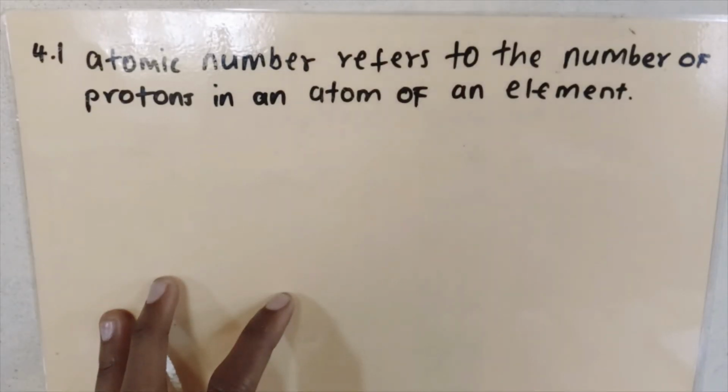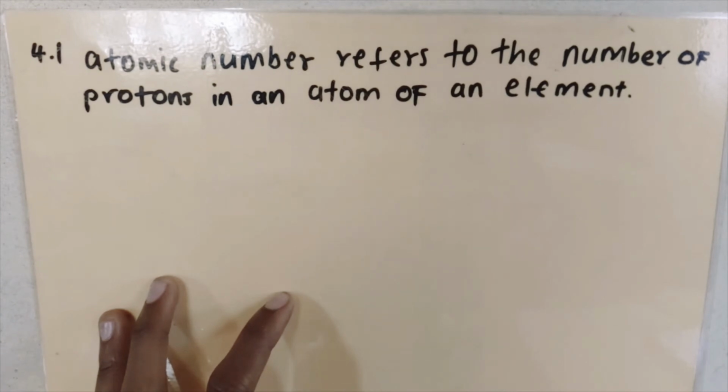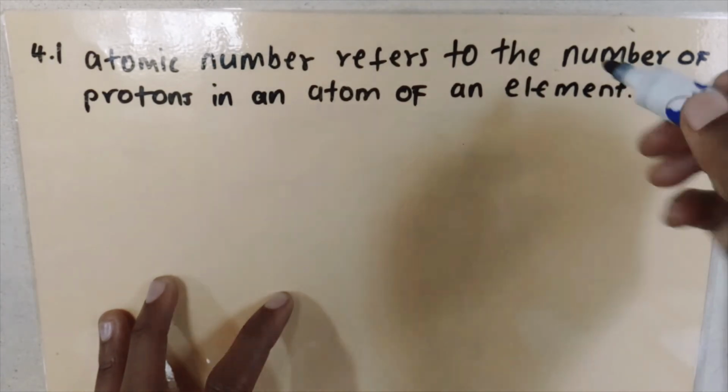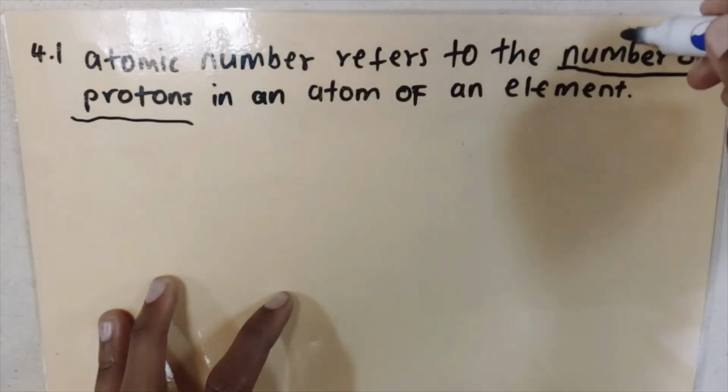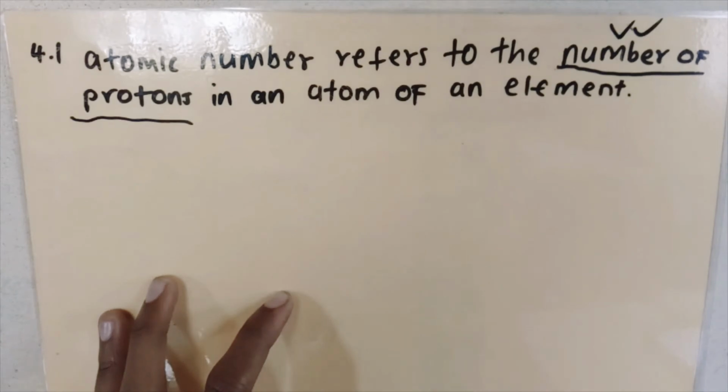So the first question required us to provide a definition of the term atomic number. The marks for that question was 2. And like we've mentioned, that atomic number just refers to the number of protons. So that is your keyword, number of protons, and you'll get 2 marks for that.